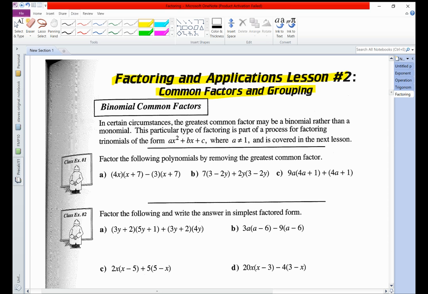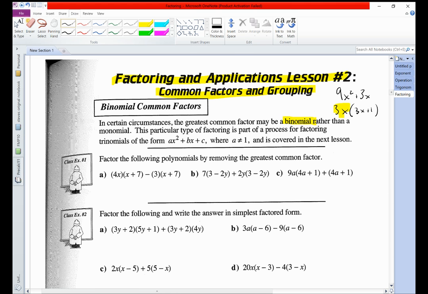So last lesson, we looked at factoring out a common factor, or pulling out a common factor. And sometimes, in certain circumstances, the greatest common factor is going to be a binomial. For example, if we have 9x squared plus 3x, we pull out 3x and leave 3x plus 1. In this case, we're factoring out just a monomial, one term. But once we get into some trickier problems, we might be pulling out a binomial.